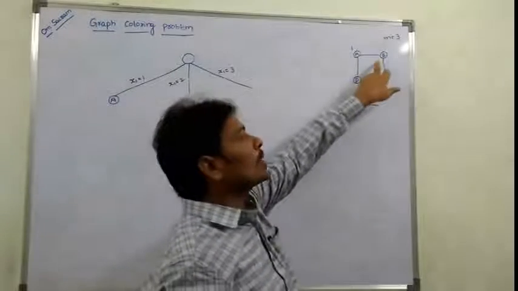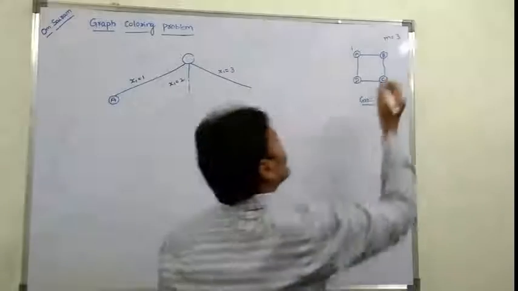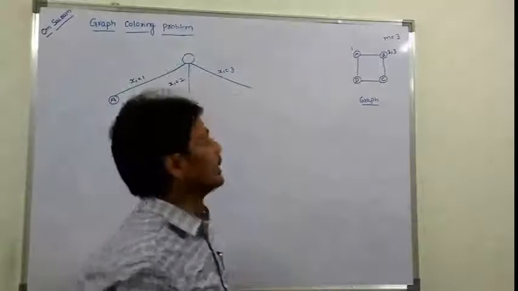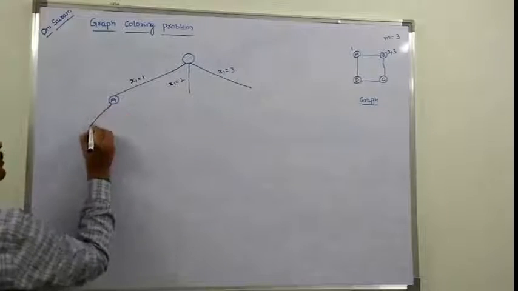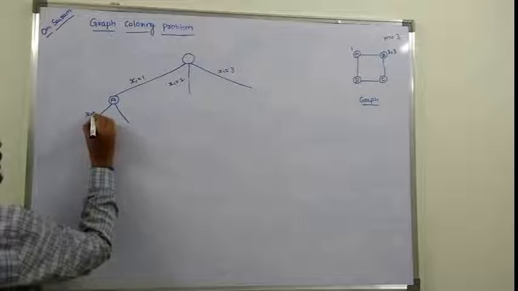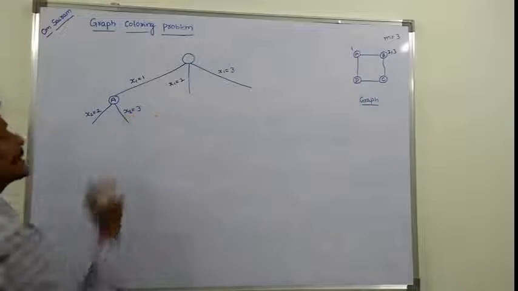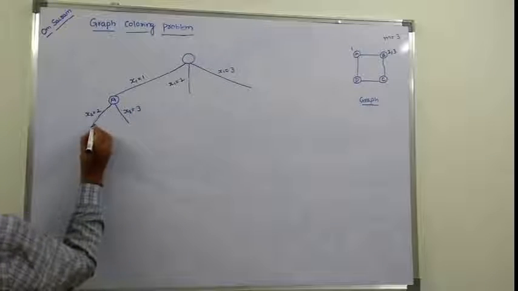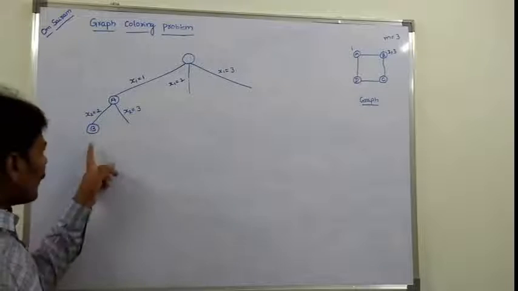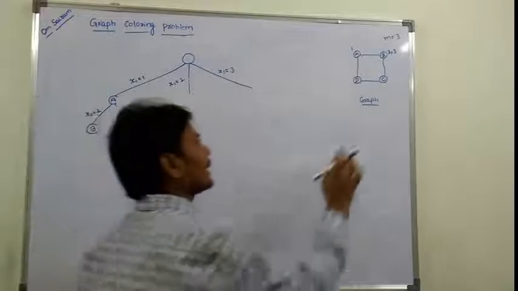Then what are the possible colors for vertex B? The remaining colors are either the second color or the third color. So for vertex B, we are using either the second color or the third color. Suppose for vertex B, we are using the second color.